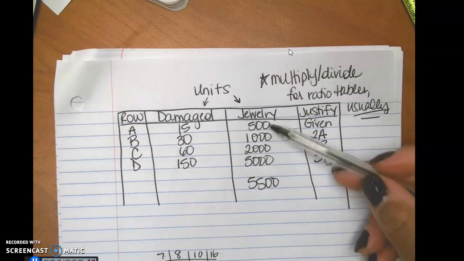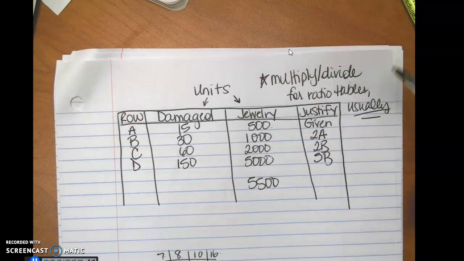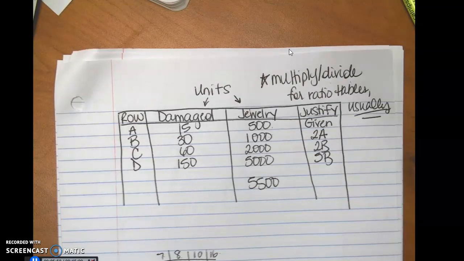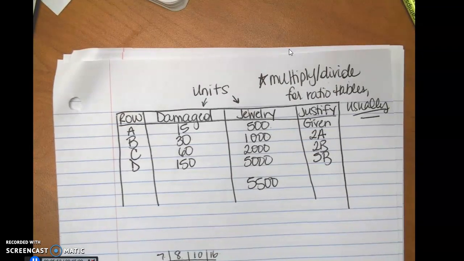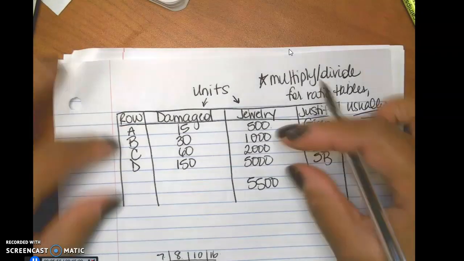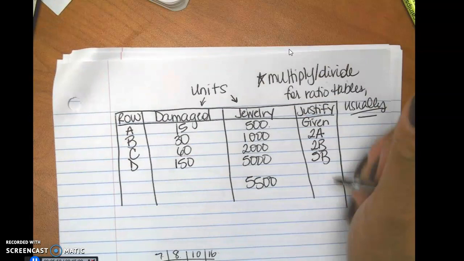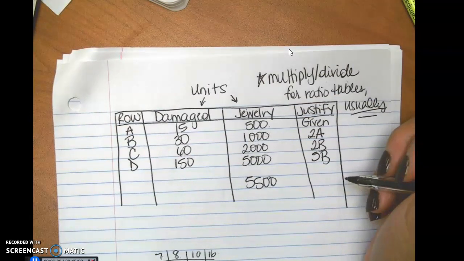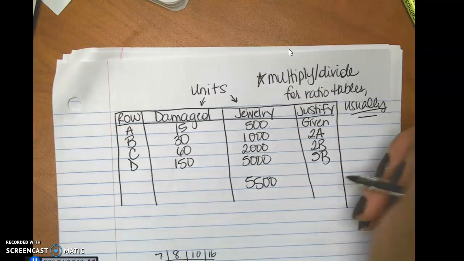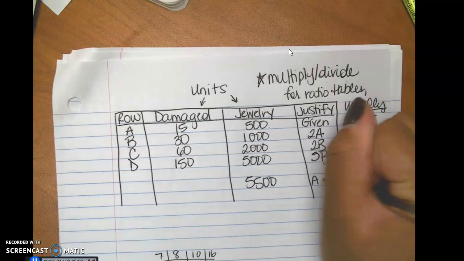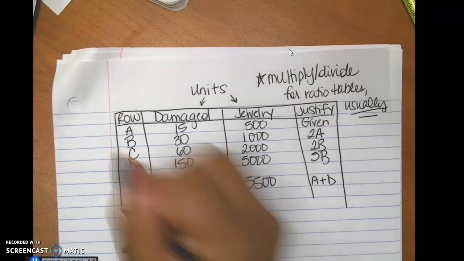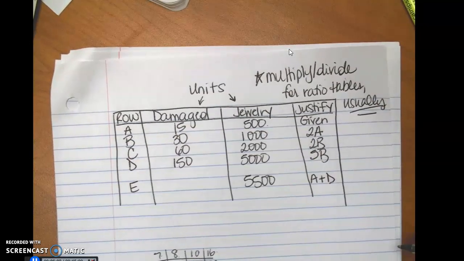Now, can I get to 5,500 from 2 of these numbers here? Yes, you can. What can I do? Add. Now this is where adding and subtracting is okay, if I'm talking about the rows. So I'm going to take row A and row D, A plus D. And then I'm going to skip this line because I don't need it. I'm going to get E.